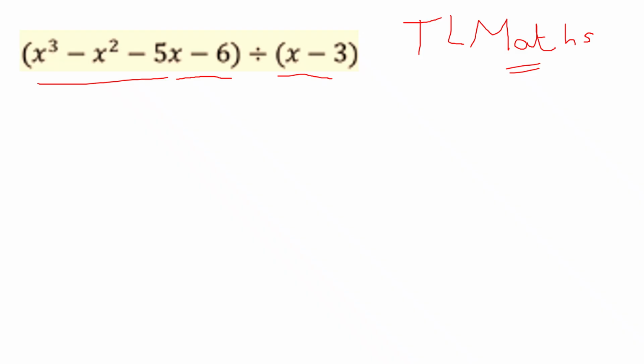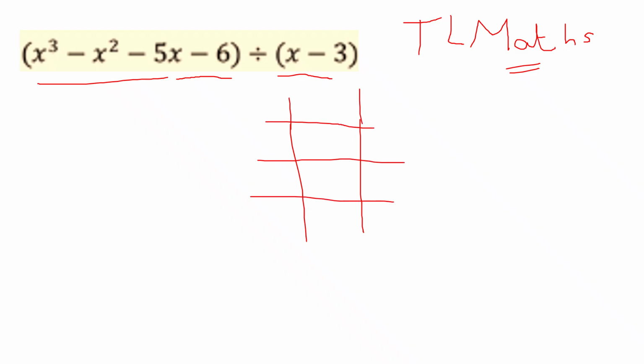But yes, we want to divide x cubed minus x squared minus 5x minus 6, in brackets, divided by x minus 3. So we're dividing a cubic polynomial by a linear factor, or linear term. Here is the process, this is how we're going to do it.